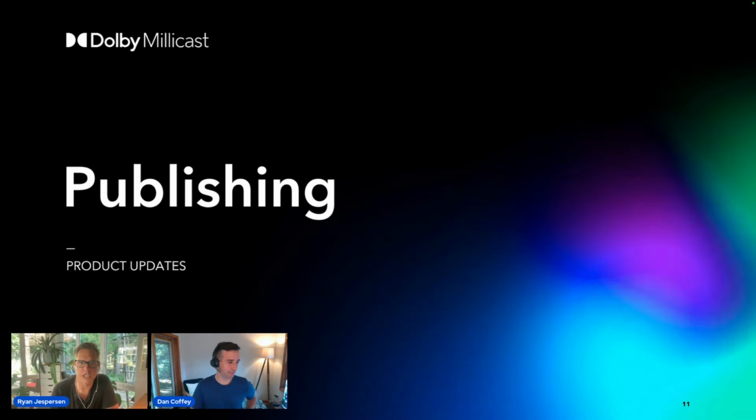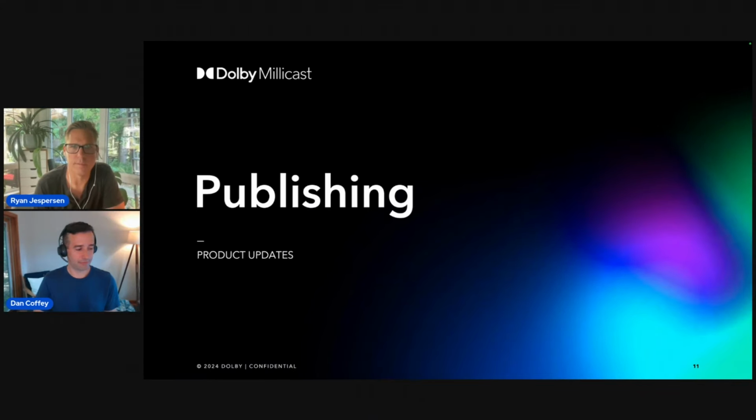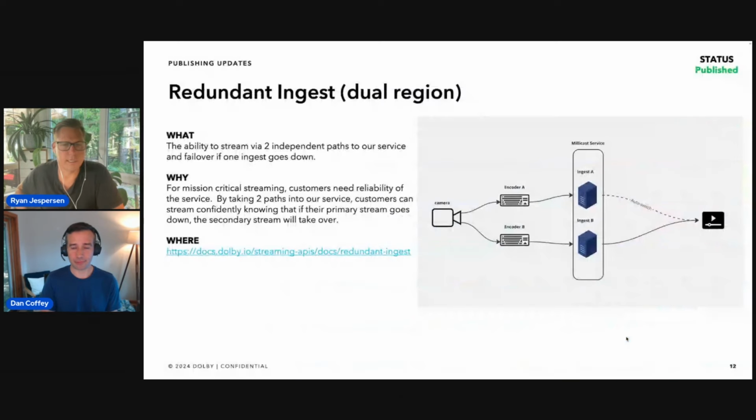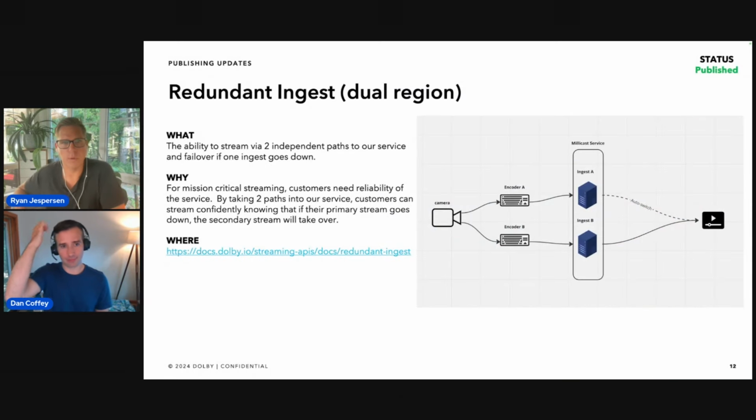So let's go ahead and jump back into the slides. I think at this point, we can talk about some of the other features that we have available more on the publishing side. How can you get content into Millicast? So a few updates here. This is what I referenced at the top of the webinar: there are some features that have really matured the Millicast offering to be a more tier 1 service. So maybe talk a little bit about redundant ingest, Dan.